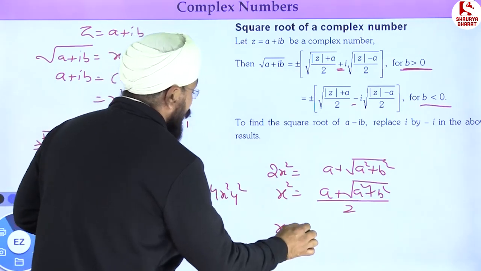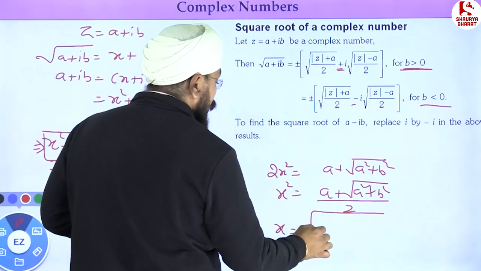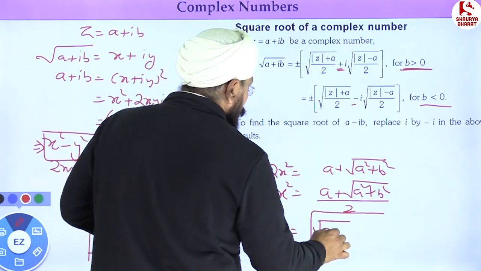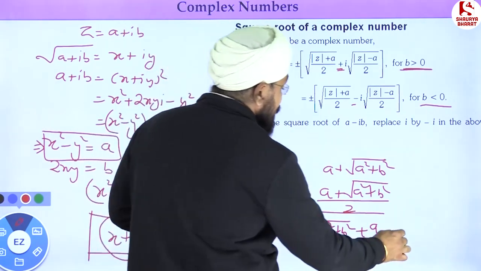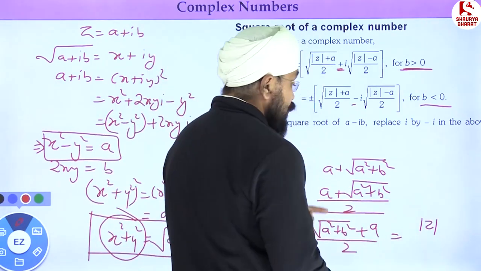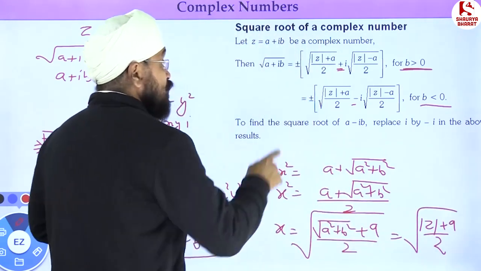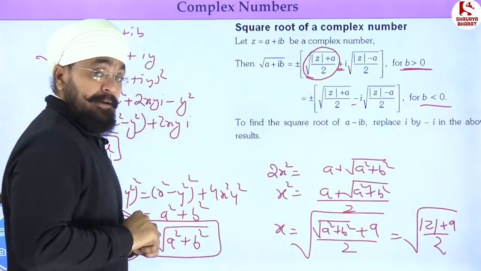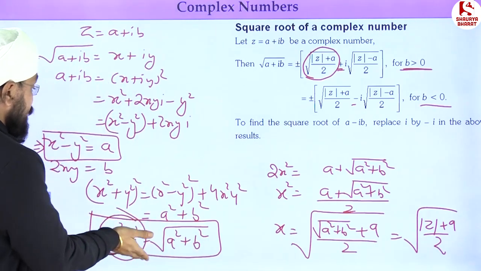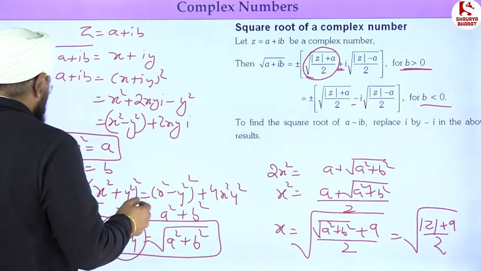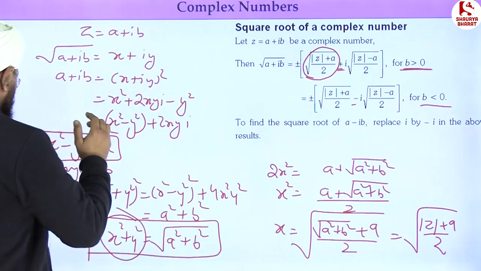And then if I ask you about x, that square will go to that side. It is the root of (root of a² + b² plus a) upon 2. What is this? This is nothing but (magnitude of z plus a) whole divided by 2, and the square root. So this is what is written here in place of x. Now if I subtract them, that is, from this I subtract that part, I am going to get the other part.